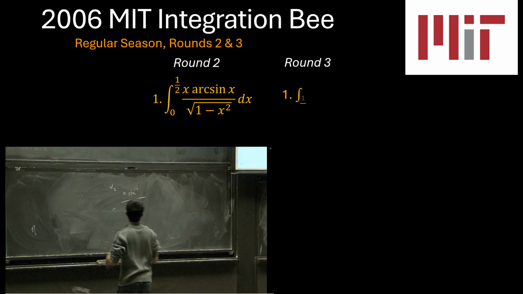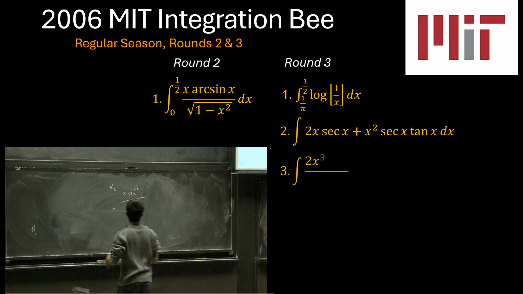Problem number 1, the integral from x equals 1 over pi to x equals a half of the natural logarithm of the floor function of 1 over x. Problem 2, the indefinite integral of 2x times sec x plus x squared plus sec x tan x. Problem 3, the indefinite integral of 2x cubed minus 1 over x plus x to the power 4.